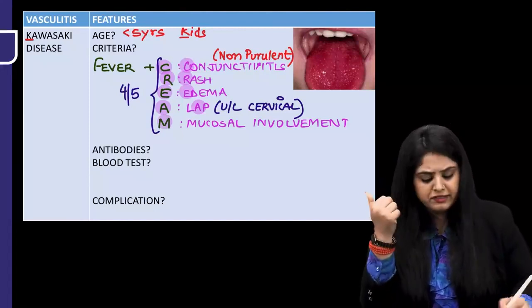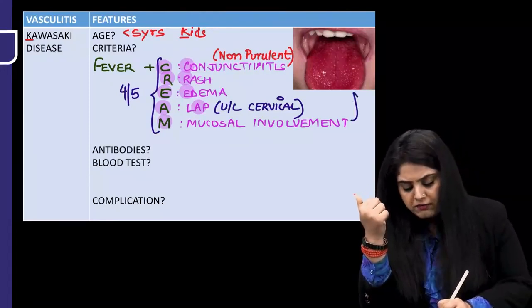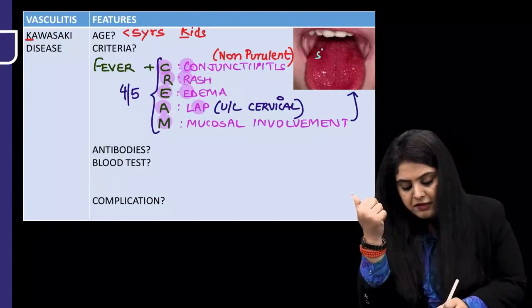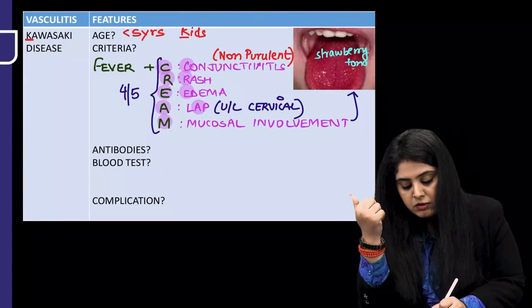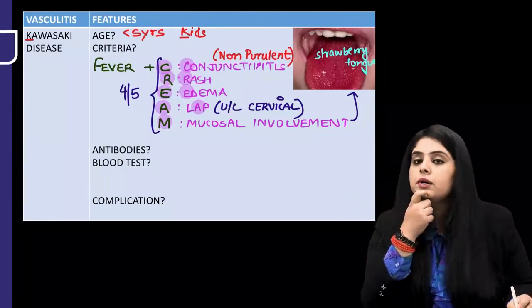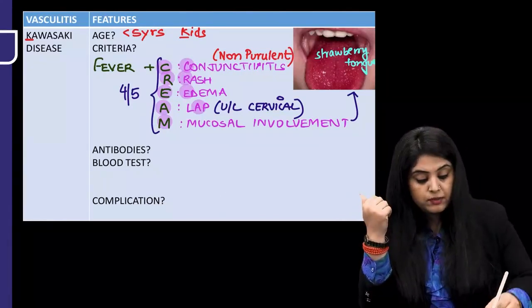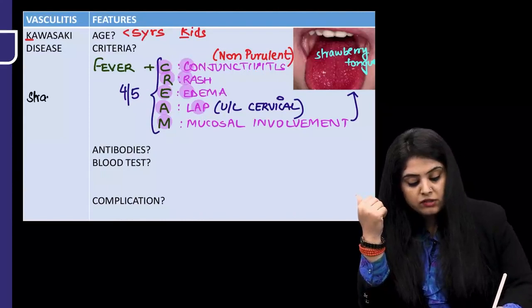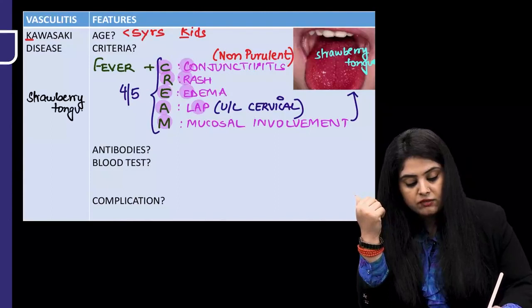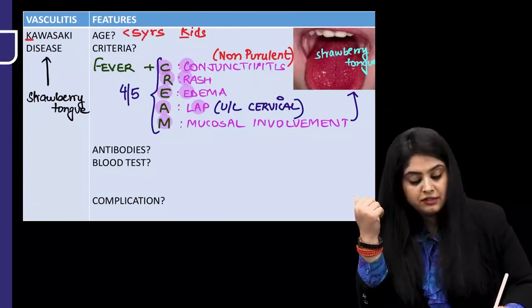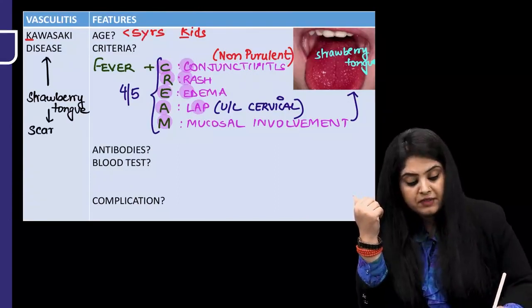Which mucosa? You can see the picture in front of you. You can very well see the famous strawberry tongue. The mucosal involvement is the strawberry tongue that I'm talking about. Tell me one question from microbiology: where else can we notice the strawberry tongue? Very important. One condition is in front of you, and that is Kawasaki disease. The other is scarlet fever. Scarlet fever also shows you strawberry tongue.